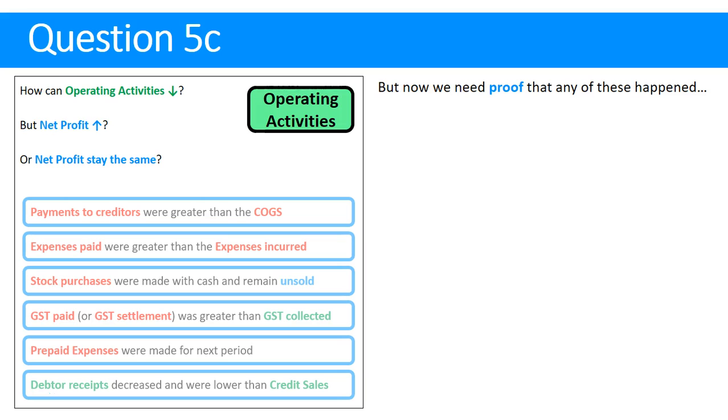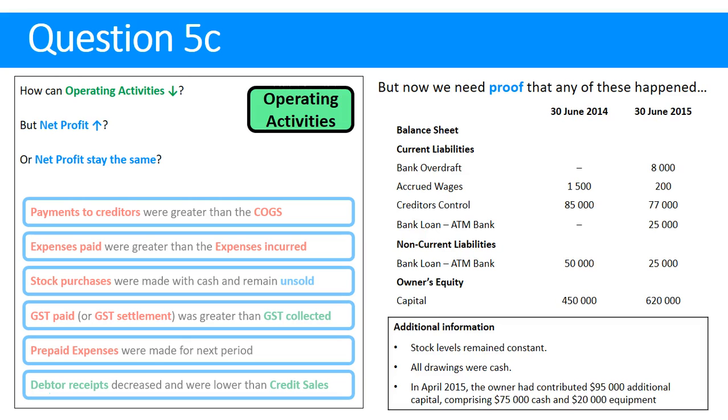So they're all possible reasons. What we need to do now is actually go and look for proof in the question. Did any of these happen? So let's just take what we've got. We've been given the balance sheet balances at the start of the financial year, which is 30th of June 2014, and then at the end, 30th of June 2015, as well as some additional info.